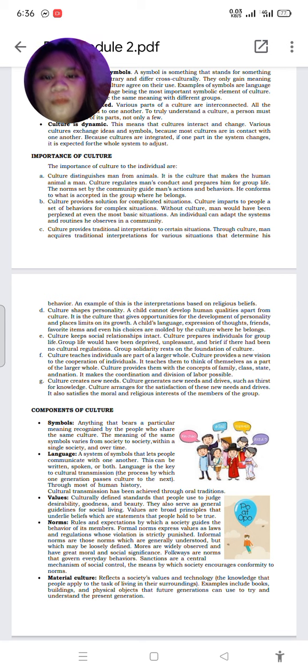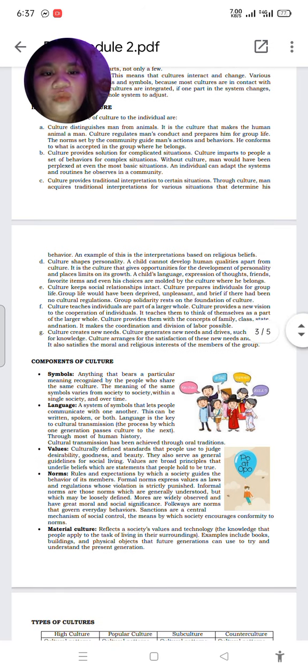So next is culture provides solution for complicated situation. Culture imparts to people set of behaviors for complex situation. Without culture, man would have been perplexed at even the most basic situation. An individual can adapt the system and routines he observes in a community. So culture provides traditional interpretation to certain situation. Through culture, man acquires traditional interpretation for various situations that determine his behavior. An example of this is the interpretation based on religious belief.